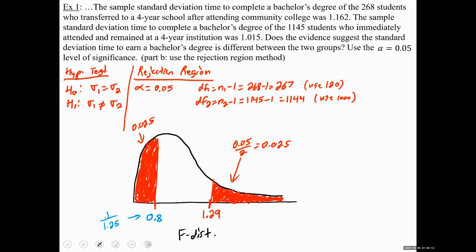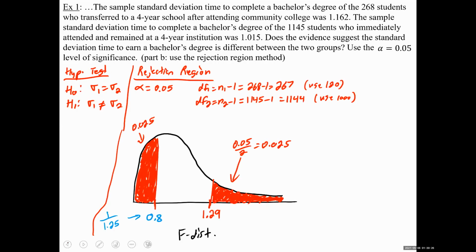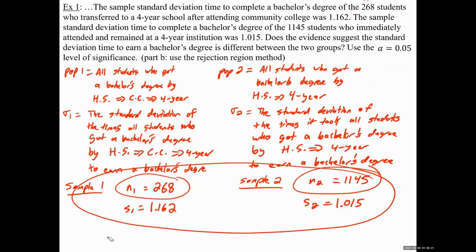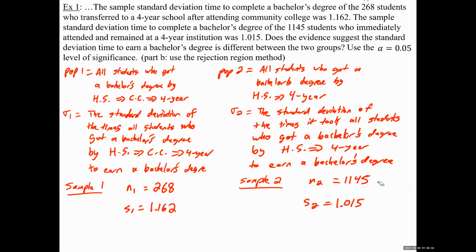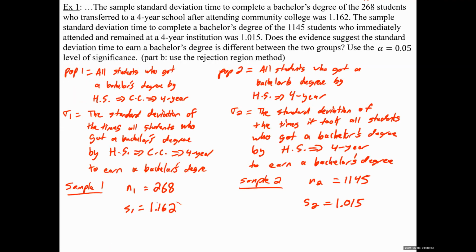All right, so then we'll go on to the third part, which is the test statistic part. Normally in the test statistic part, I have you write all your sample information, but we wrote that back here. All the sample information is here, so you don't have to rewrite it. It's already there, so you can just plug into the test statistic formula. The test statistic formula is S1 squared over S2 squared. Go back. So here, S1 is 1.162, S2 is 1.015.